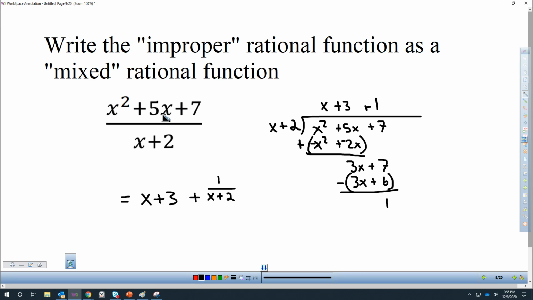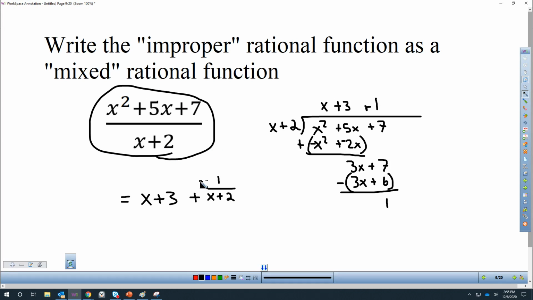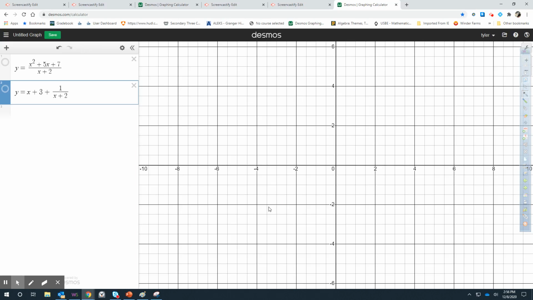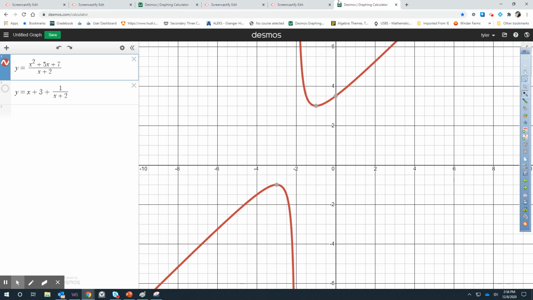Okay, so let's check this out by graphing it. If this really is equal, then this function should give me the same graph as this function. So here I've got them both written down, ready to graph. Let's first look at this function here, x squared plus 5x plus 7 over x plus 2, which was the original. And this is the graph it gives us. And then x plus 3 plus 1 over x plus 2 gives me this graph. And look at that, they're the same graph. So these are in fact equal to each other.